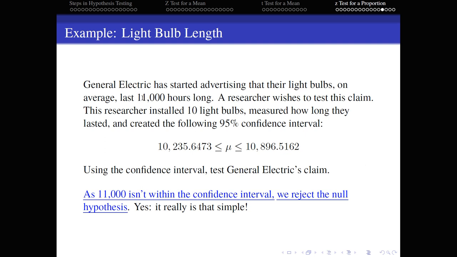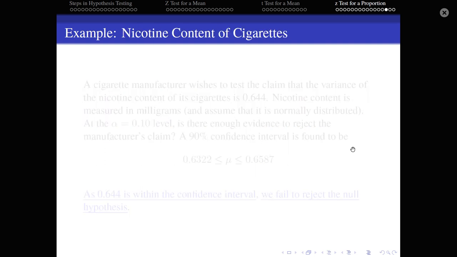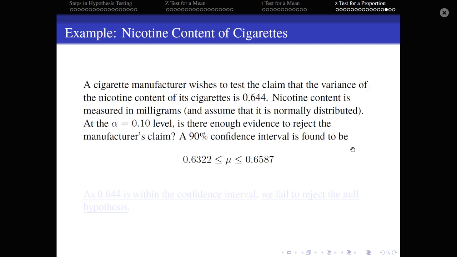We just look at the null hypothesis claim, and if it's in here, we fail to reject, and if it's not in the confidence interval, we reject. So go on and give this one a shot on your own. Pause the screen and give it a shot.